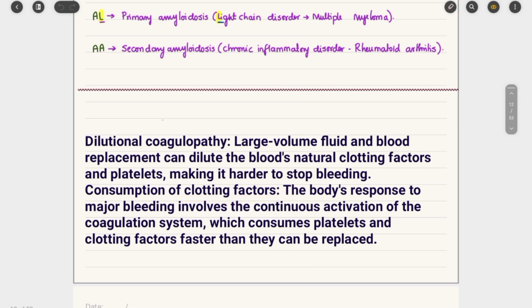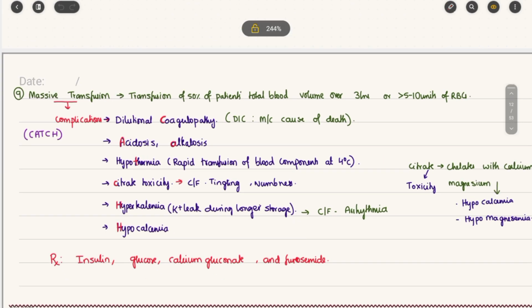In response to major bleeding, there is continuous activation of the coagulation system, which consumes the platelets and clotting factors faster than they can be replaced. Okay, the body will activate the clotting system so fast that even if you transfuse, it's very difficult for us to replace. Then you can see acidosis or alkalosis, it depends.